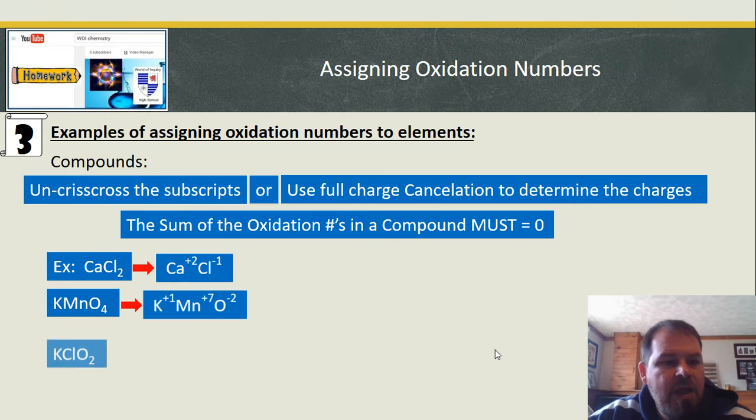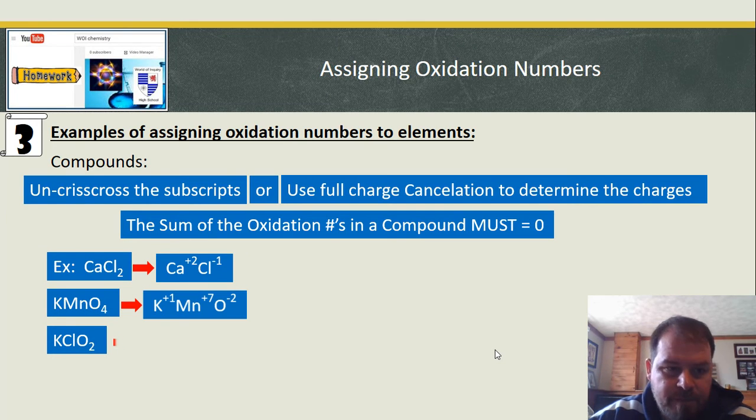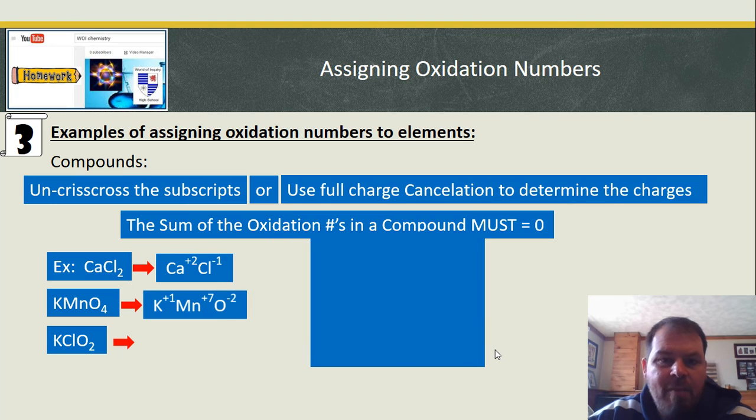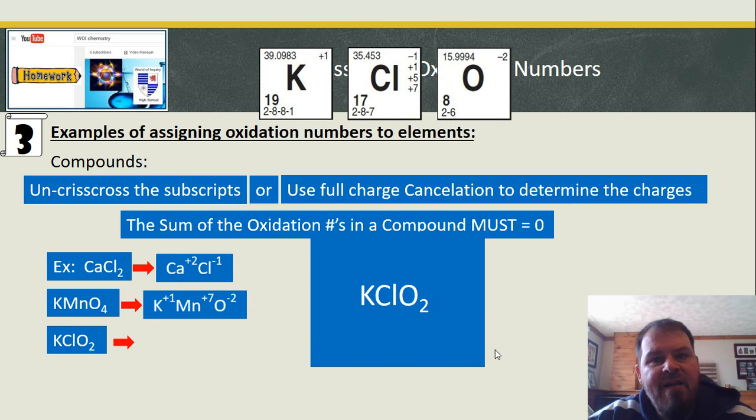Ready? Here we go. So I'm going to do KClO2. At least we have some common elements here with the K and the O2. But again, Cl has multiple charges and I don't know what it's going to be, but I'm going to use the K and I'm going to use the O to help me figure out what the charge is on the Cl because I'm going to go with what I know.